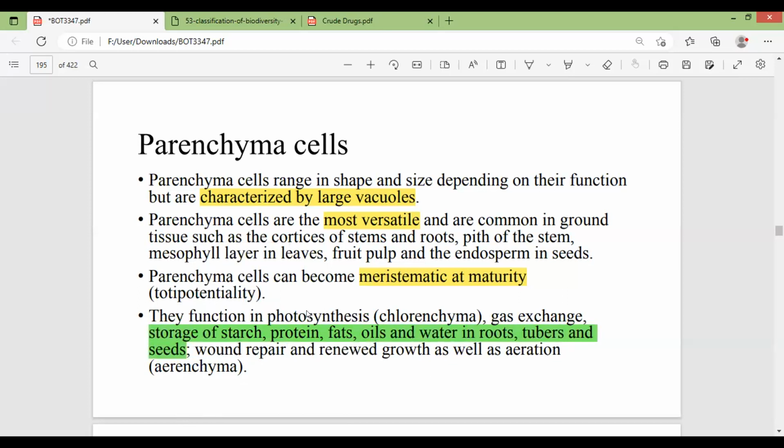So take-home message of parenchyma cells, number one, storage, and it's characterized by large vacuoles. Why are these large vacuoles necessary? To store all of this good stuff, to store the food. The food is found in the parenchyma.